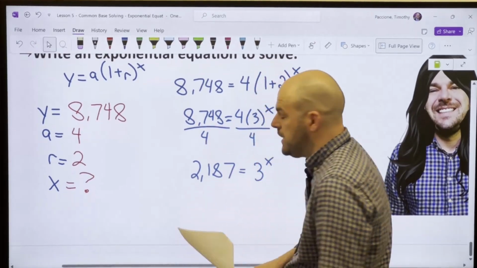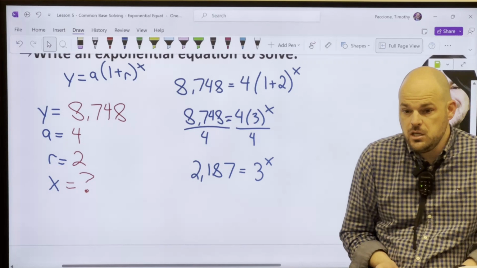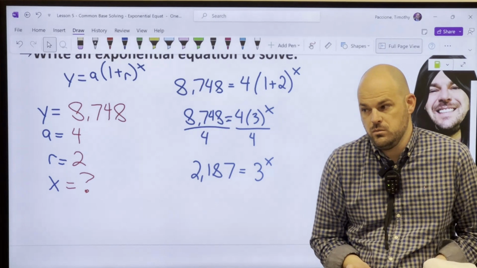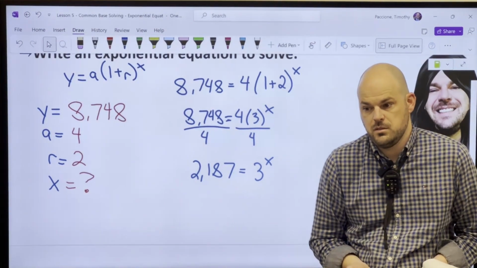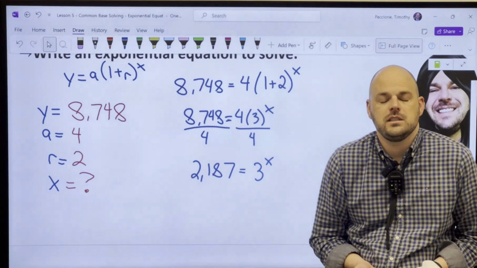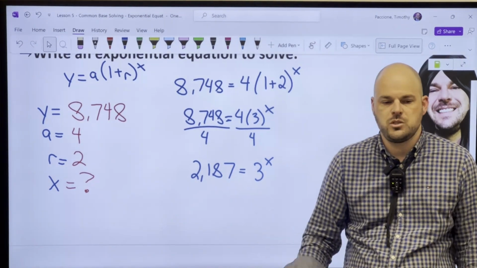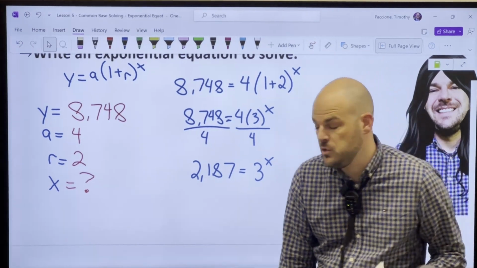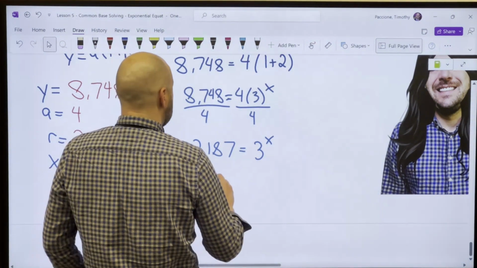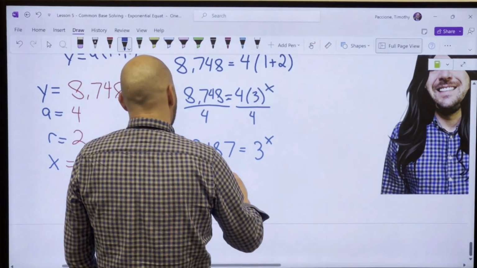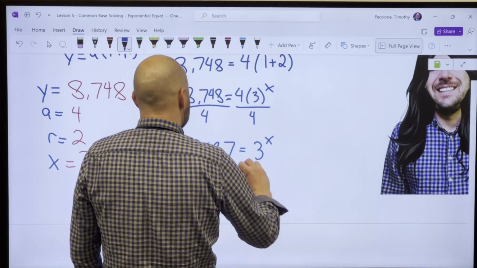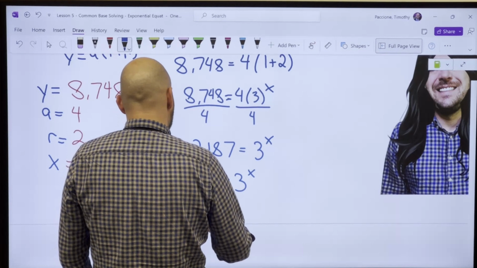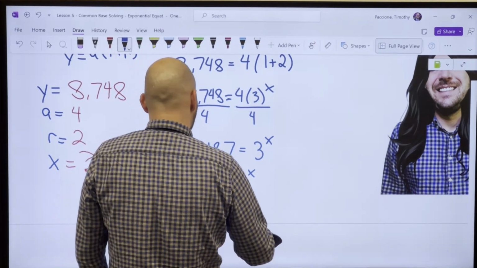Now, at this point, you've got to pick up your calculator, unless you really know your threes up to the 7th. If so, good for you. Maybe you should be up here teaching, because I don't. Okay? So pick up your calculator. Don't be like, I don't know it, therefore I'm stuck. Start going 3 to the something, 3 to the something else, 3 to the something else. And if you do that enough, you will find that you can rewrite 2,187 as 3 to the 7th. So 3 to the 7th equals 3 to the x. Therefore, x equals 7 months.